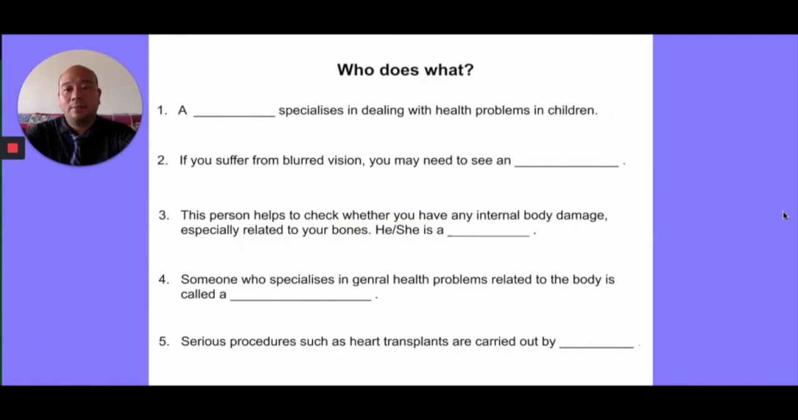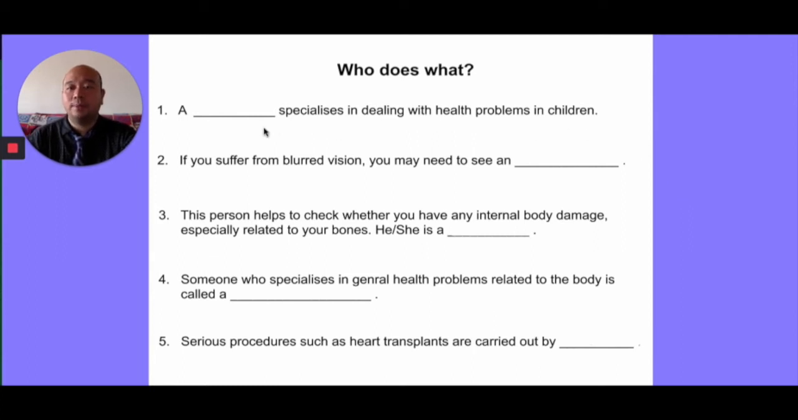On this slide, we're going to talk more about who does what. Just now we looked at the different kinds of doctors. Try to remember them. Can you put the right doctor into the correct sentences? Okay, have a go first. Pause the video, see whether you can guess the correct words. Okay, let's have a look together, shall we?